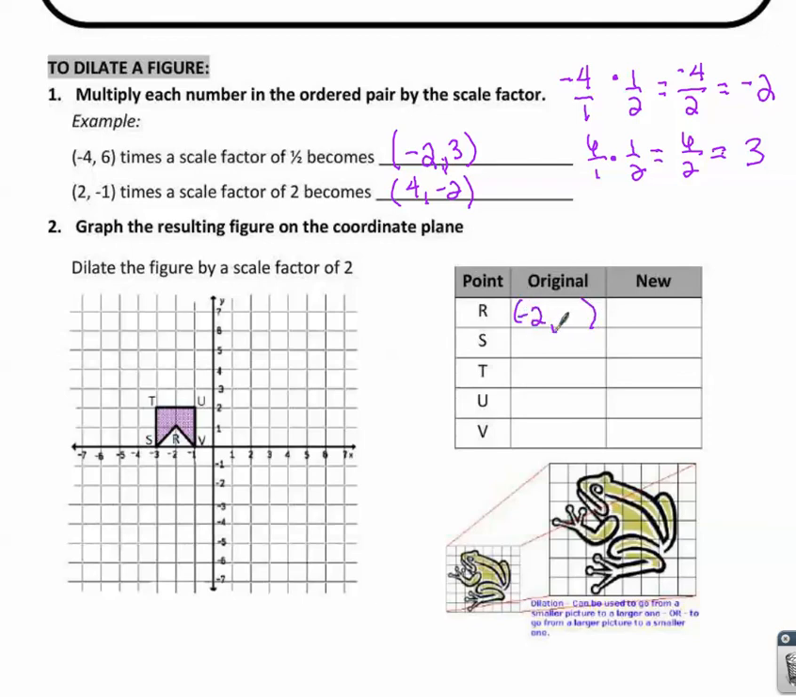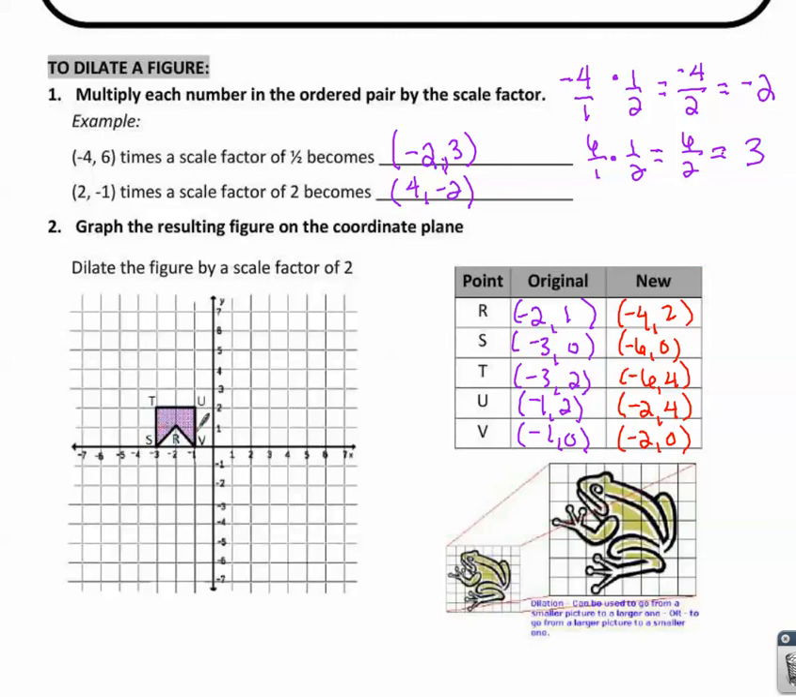R is at -2, 1. S is at -3, 0. T is at -3, 2. U is at -1, 2. V is at -1, 0. So go through and multiply each of these values by a scale factor of 2. Is this what you got when you multiplied each figure, each letter, by 2?